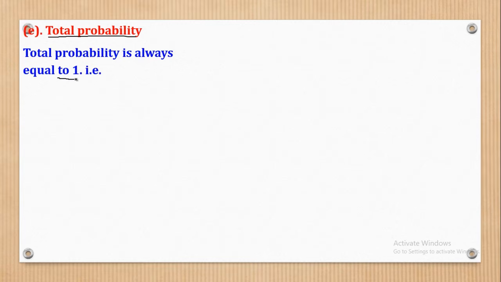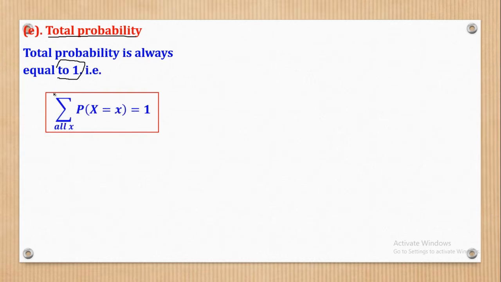So now we shall go to the other part E, which is total probability. Now this is where you need to be as attentive as possible from this part onwards. So total probability is always equal to 1. I believe you remember that under probability theory. So in this case that means that the summation of the probabilities over all x must be equal to 1. So that is how they express the total probability mathematically.